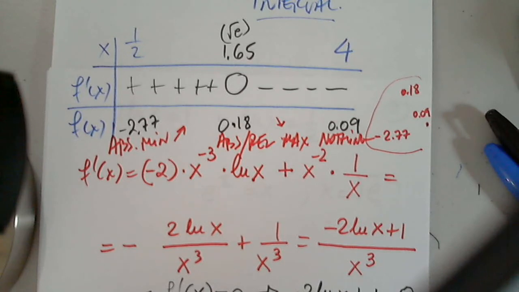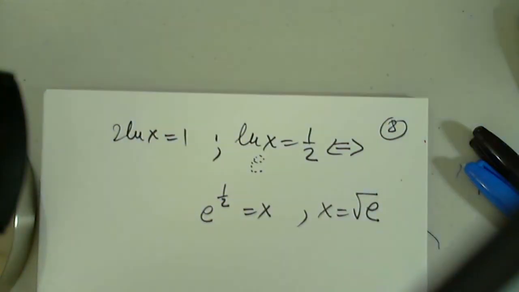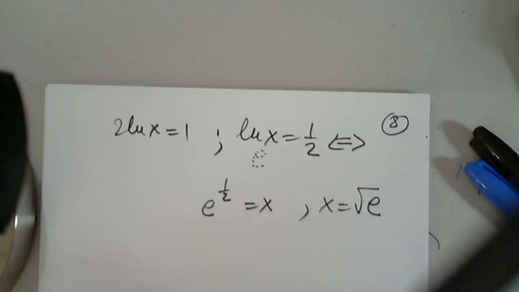Yeah. The square root of e that we got for setting the derivative to 0. Yes. I got to ln x equals 1/2, but I kind of got lost from there. You mean here? Yes. Okay.